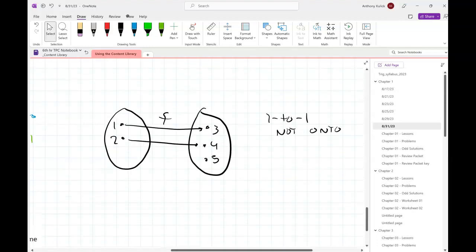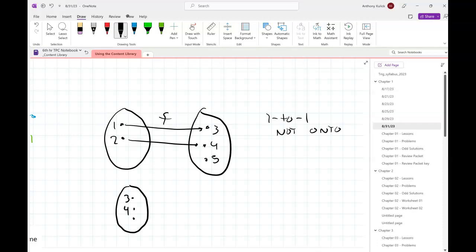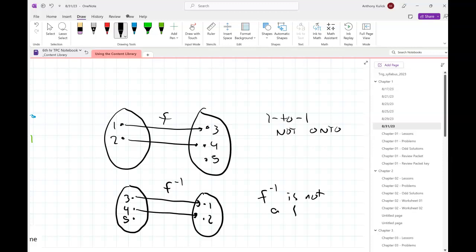Now if we do F inverse real quick, is that a function? So is F inverse a function? No. Why not? 5 is the range. Perfect. Yeah, we have an unused domain, right?